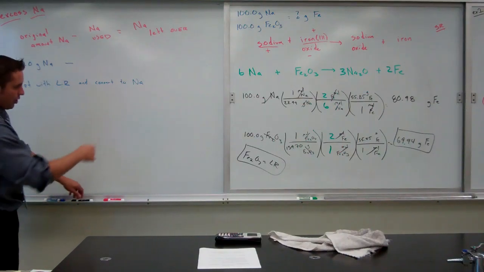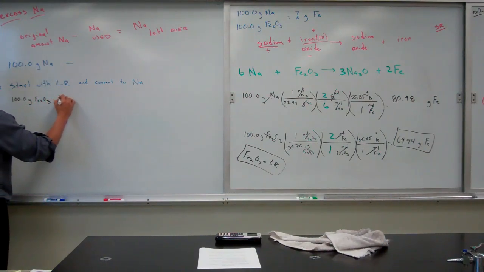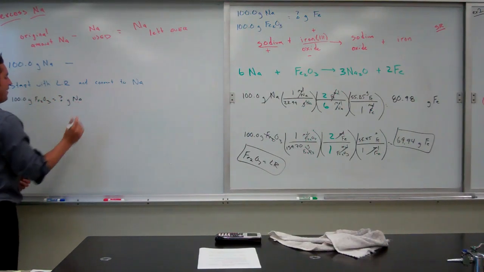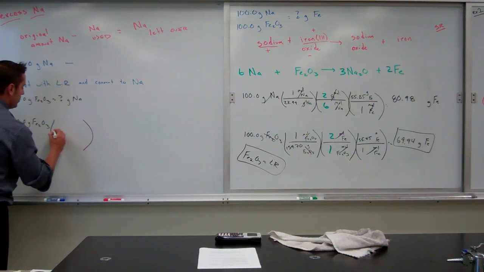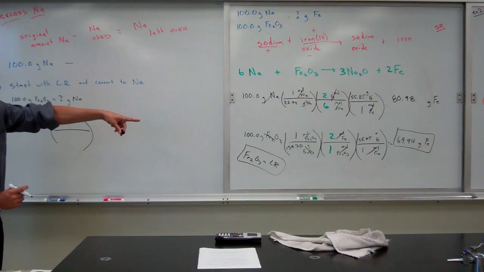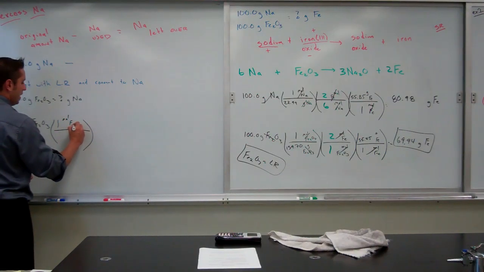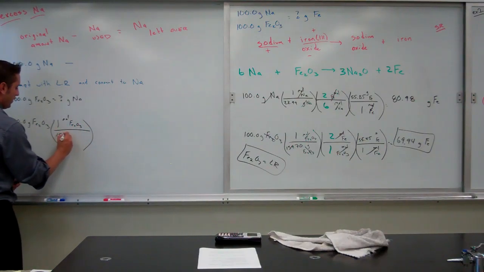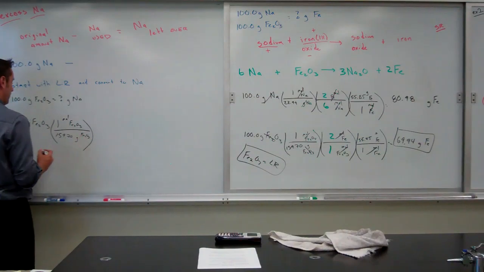So what I will do is start with my 100.0 grams Fe2O3, and I want to find grams of Na used. Right? So it's just one more bracket problem. So 100.0 grams Fe2O3, and the good news is you have all this legwork done. Converting grams to moles will match the bottom bracket over there. 1 mole Fe2O3 is 159.70 grams Fe2O3.